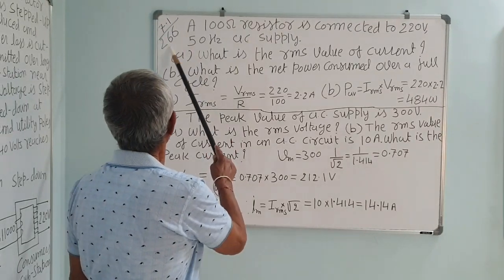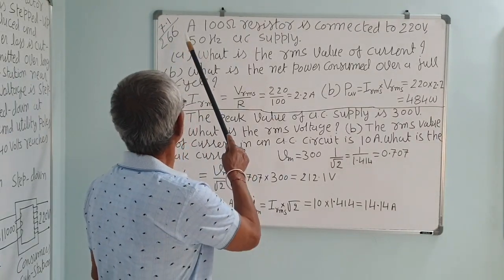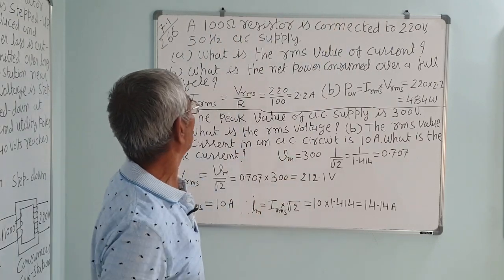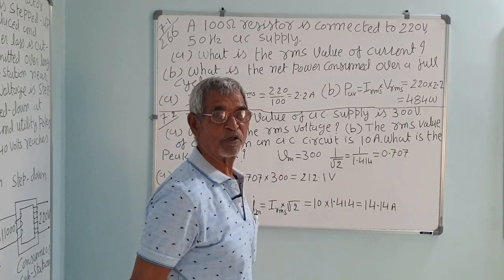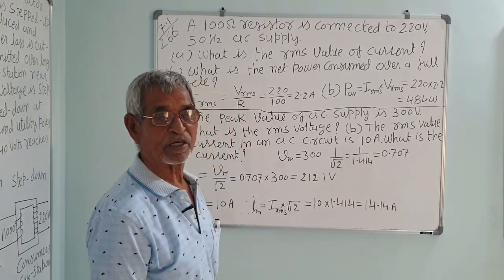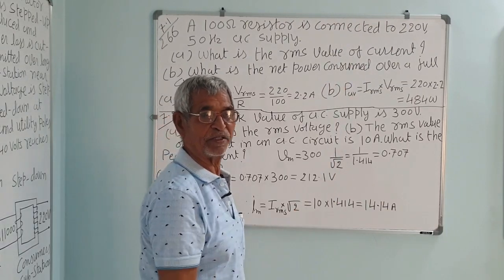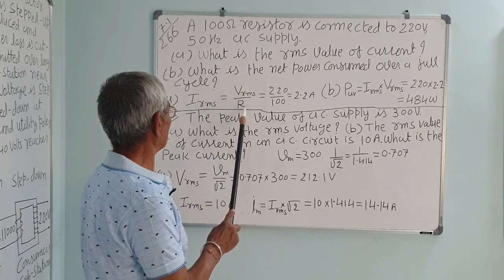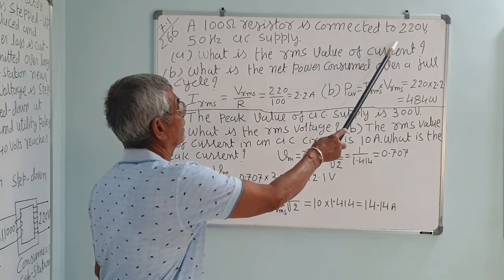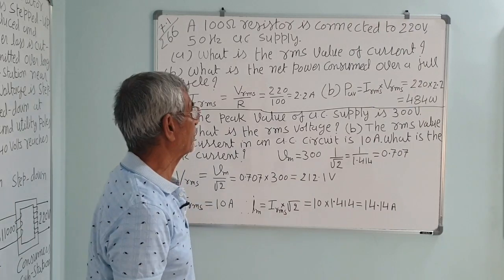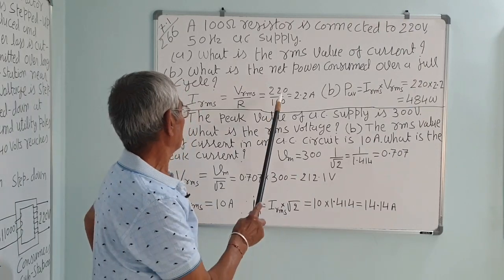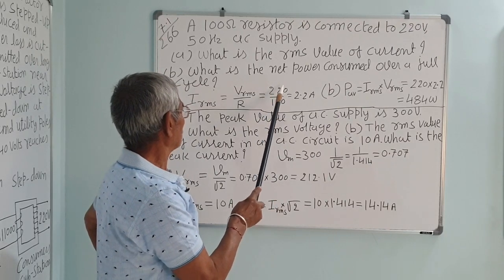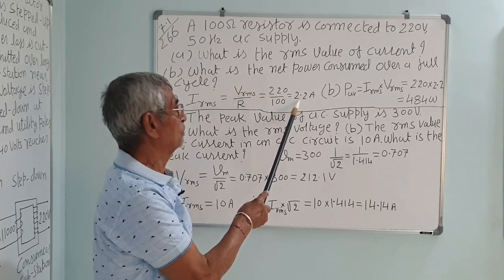Example 7.1 on page number 266 of the exercise is a very easy example. A 100 ohm resistance is connected to a 220 volt, 50 hertz supply. What is the RMS value of the current? The RMS value of the current is our voltage, that is 220 upon resistance 100, that is I RMS is equal to voltage RMS upon R. Voltage, whatever we get, that is the RMS value. It is not a peak value. Peak value is under root 2 times, that is more than 311. So, 220 upon 100, that is equal to 2.2.